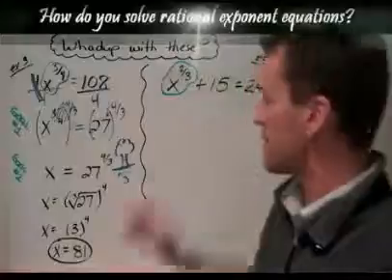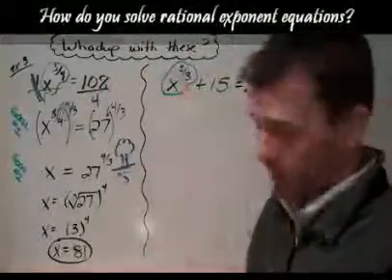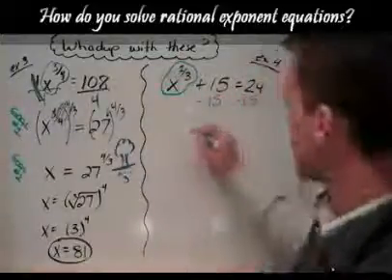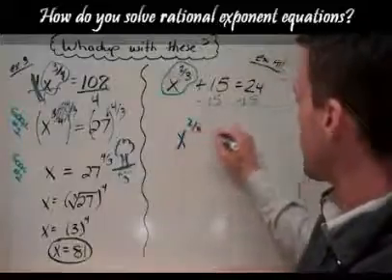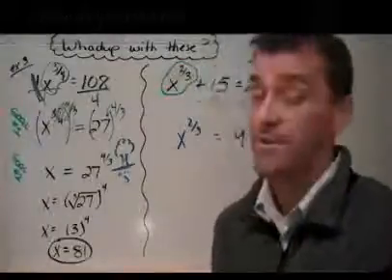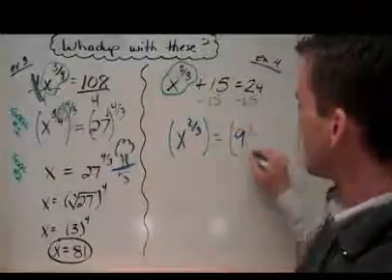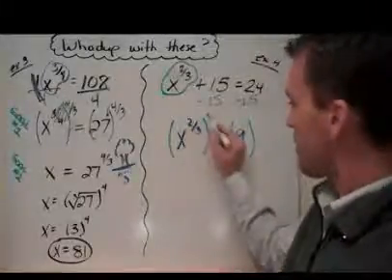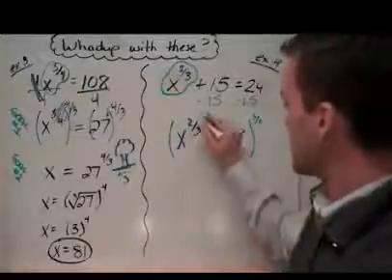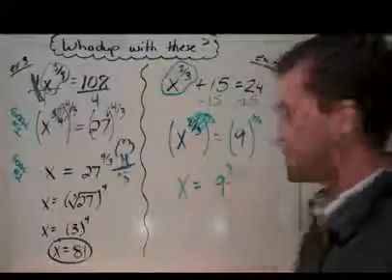All right, I'm back. Let's see if you got the answer. Very first thing, goal number 1: get the thing that's raised to the power by itself. I do that by subtracting 15, which gives me x to the 2/3 equals 9. There's goal number 1. Goal number 2, let's free the variable by raising both sides to the reciprocal power. Therefore, it's 3 over 2. So when I distribute this, these cancel. I'm left with x equals 9 to the 3/2 power.